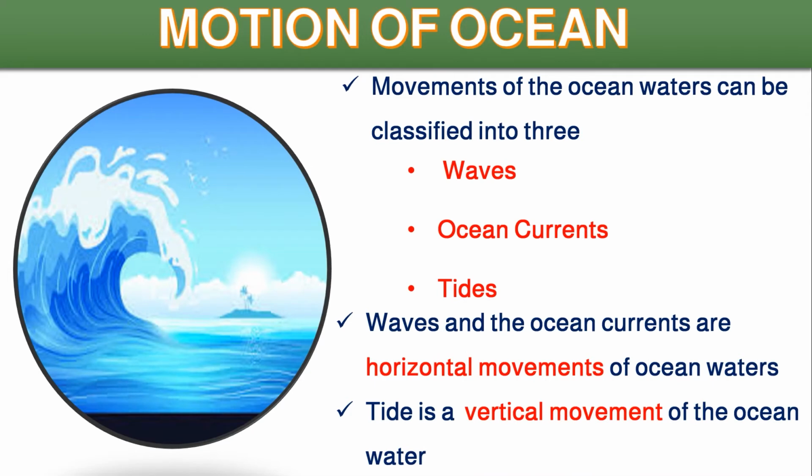Movements of ocean water can be classified into three. The first is waves, the second is ocean currents, and the third is tides. We have to understand that waves and ocean currents are horizontal movements of ocean water, and tide is a vertical movement. What you see here in this picture is a wave.